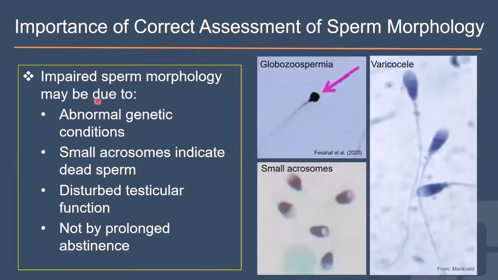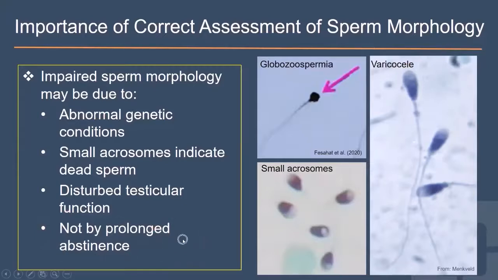If we look at the sperm morphology, if it is impaired, it can give an indication of possible abnormal genetic condition. And here I just want to mention globozoospermia, that is spermatozoa that have a sperm head which is round like a football and not oval shaped. This is indicative of a genetic abnormality. Then we have, for instance, small acrosomes, like here, this indicates that these sperm are dead, they are not viable. On the other hand, here these elongated sperm heads are an indication that the patient has a varicocele, which can then be medically treated.